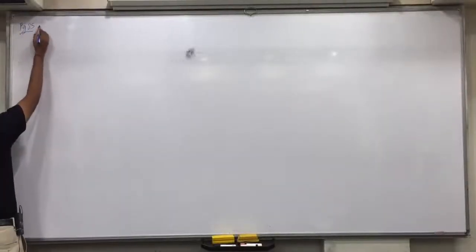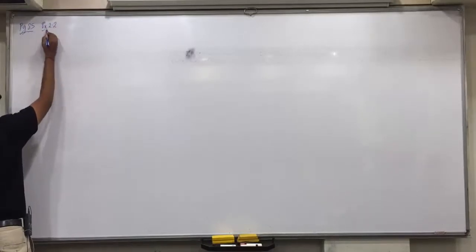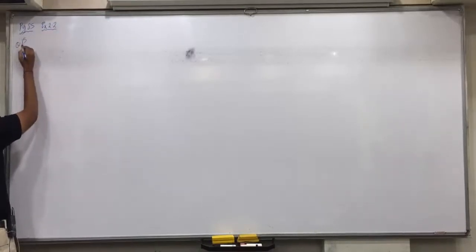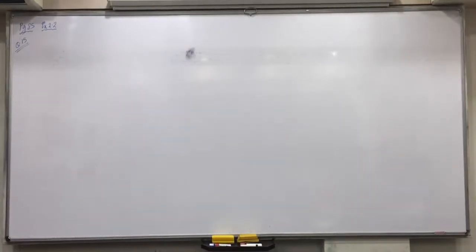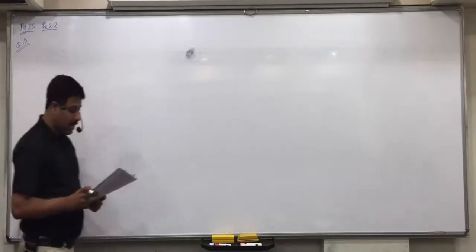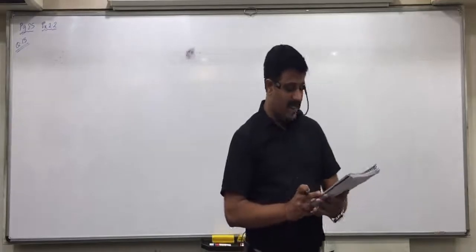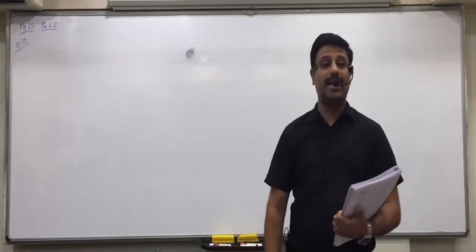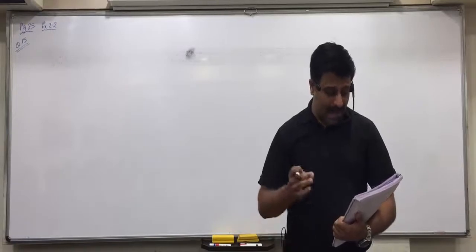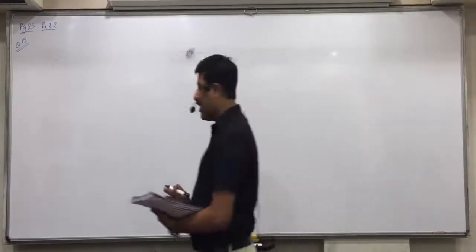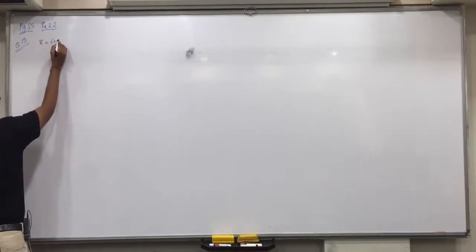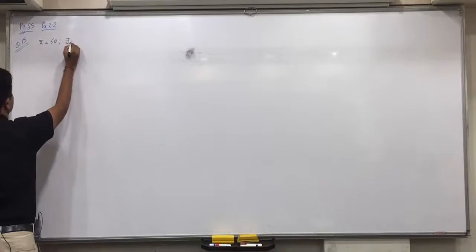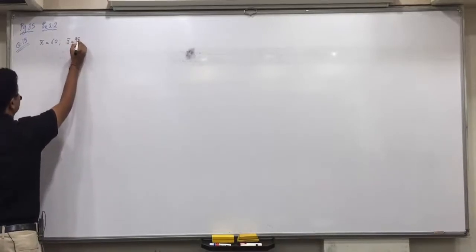Number 85, exercise 2.2, question number 15. Now, be attentive and understand the language properly. Find the value of R from the following data. Average of X is 60 and Y is 95. Average means mean, yes. So X bar is 60 and Y bar is 95. Any confusion up till here?